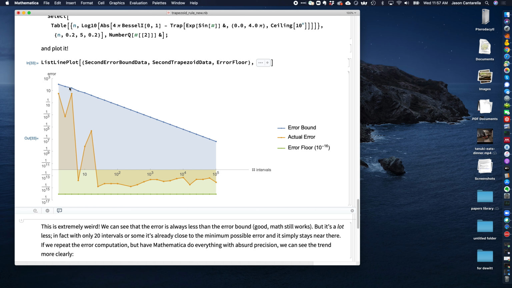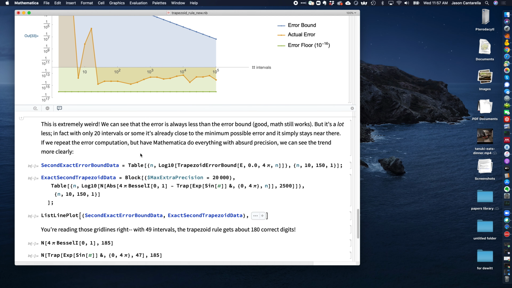Two things to notice. One of them is that if you were just following the error bound or computing as you did above, you would have concluded that you needed something like 100 million intervals to get out to 10 to the minus 12 or something, whereas you actually need like 20. So whatever's going on here, it's advantageous to know when it happens so you can capitalize on it.